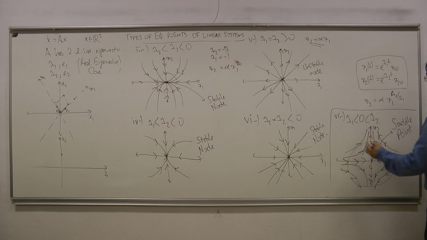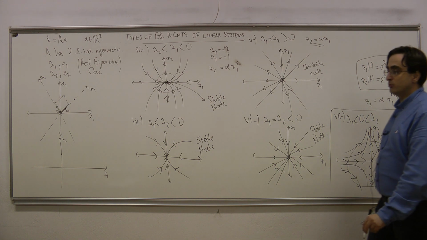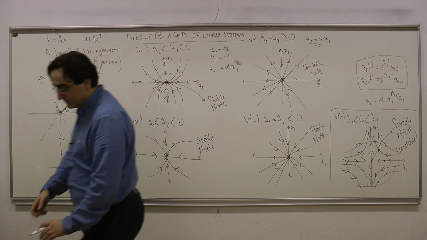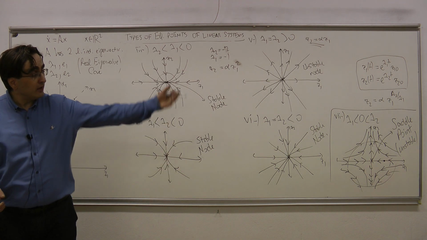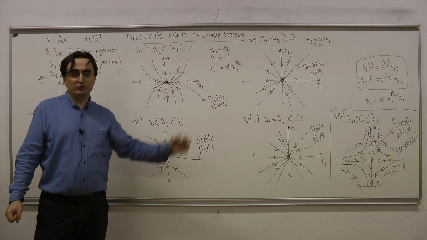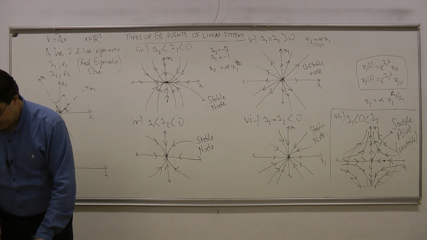Okay? So that is why if we are asked about the stability of a saddle point, we always say that it's an unstable equilibrium point. Okay? Because there always exists an eigenvalue which is positive in that case.